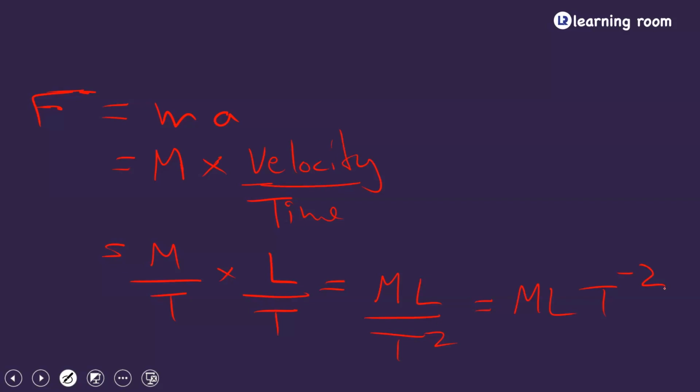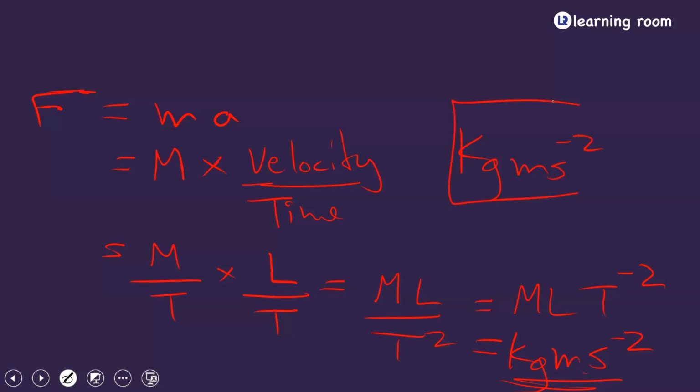Now, what is the unit of mass? Kg. What is that of length? So I can write meter. What is that of time? Second. So kg meter second inverse. Can you see this? It's not that visible on the screen, but you got the idea, right? I'll write it bigger here. I can get the unit from here.